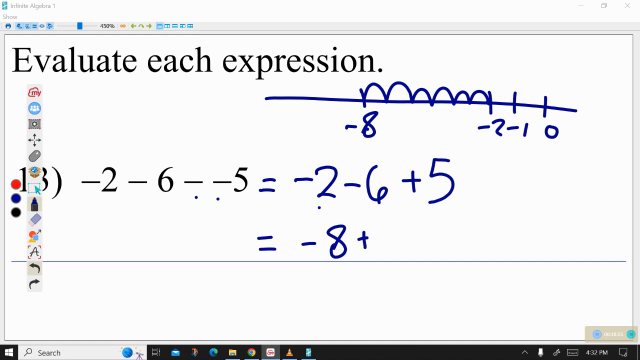So that's negative 8 plus 5. So now we're plus. So now we got to count back the other way. So 1, 2, 3, 4, 5. And we see this would have us at negative 3, okay? And so that's what we get. It's negative 3 as our answer.